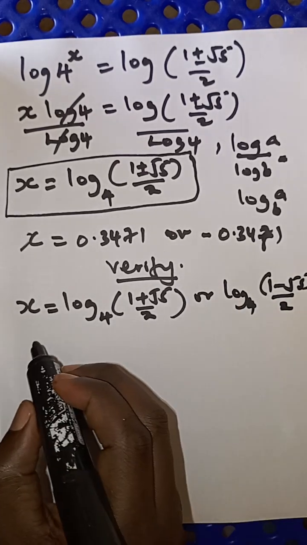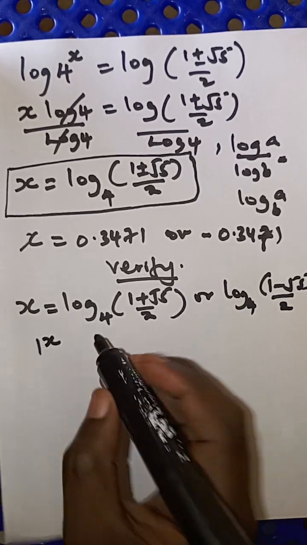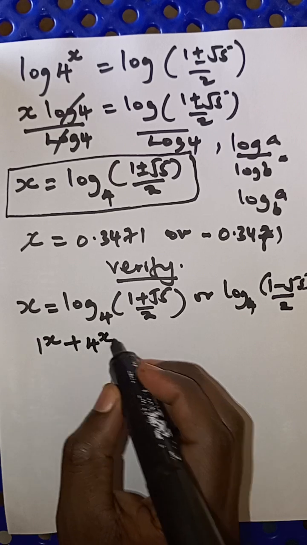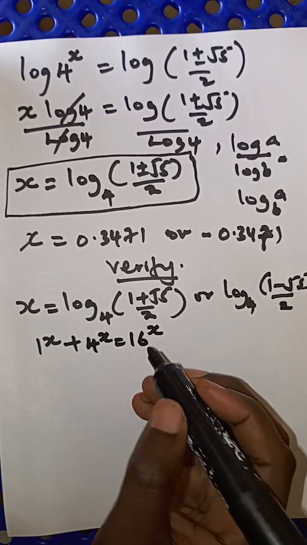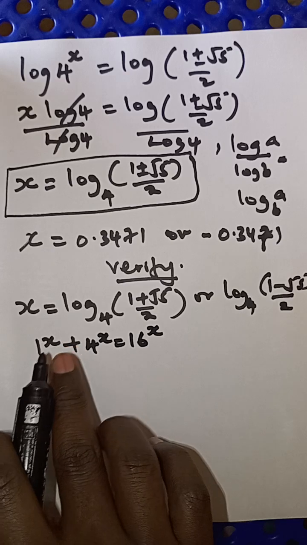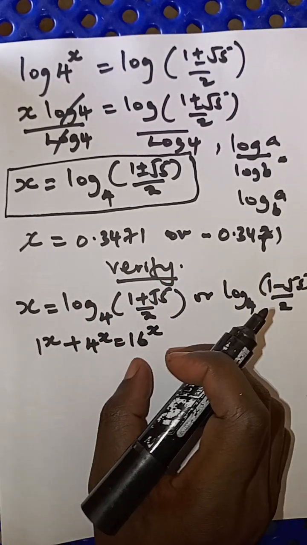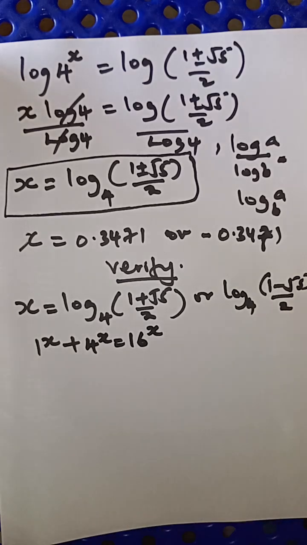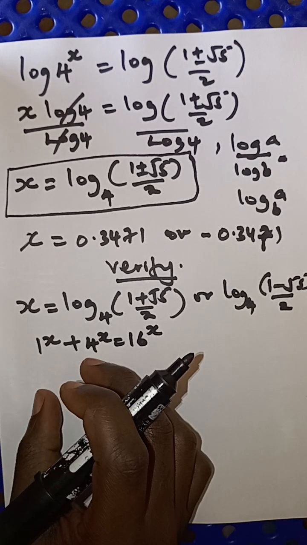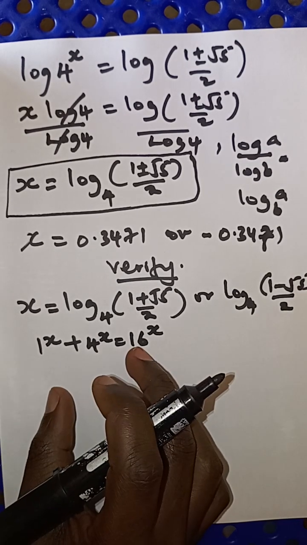Remember our question was 1 raised to x plus 4 raised to x should be equal to 16 raised to x. So wherever we have x, I'm going to substitute the positive part for this side and this other side, and then we confirm if indeed the left hand side matches with the right hand side.